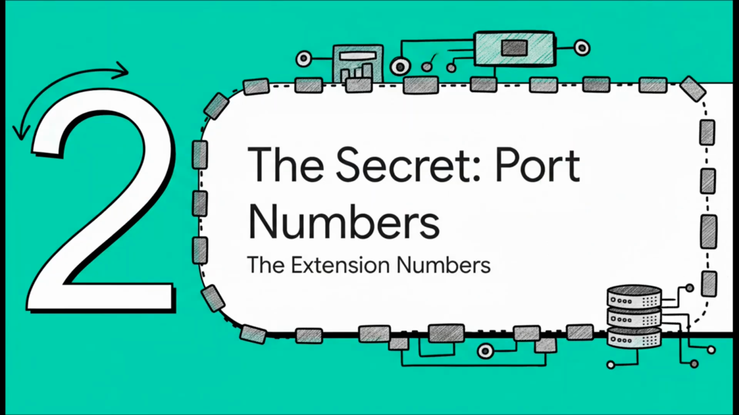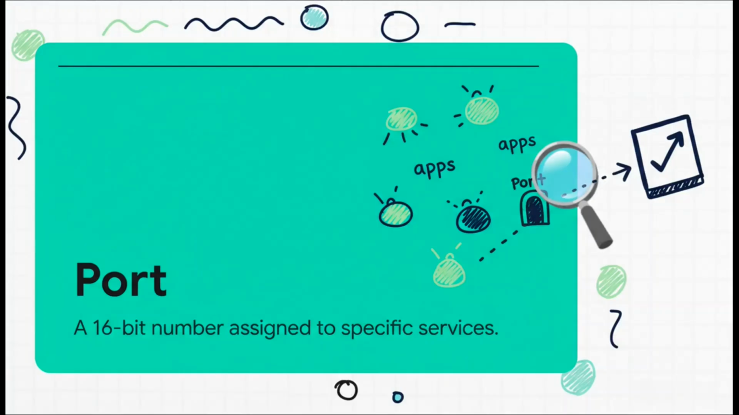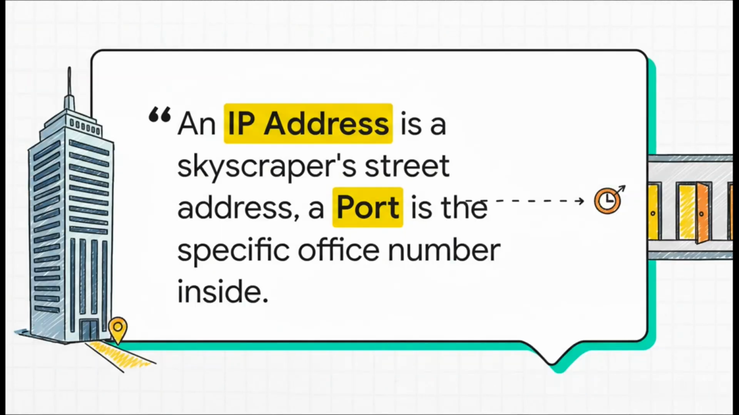Okay, but how? How does the sorter know where to send each piece of data? Well, the whole system relies on a brilliantly simple addressing tool, port numbers. So a port is basically just a unique internal address. It's a 16-bit number, and it gets assigned to every single app or service that needs to use the network. It's the little signpost that tells the transport layer, hey, this specific program over here is waiting for this piece of data.